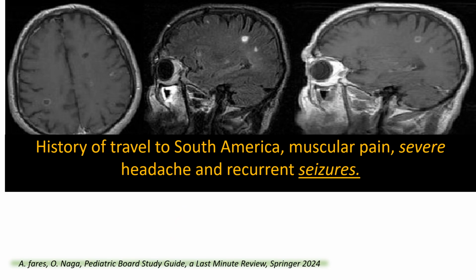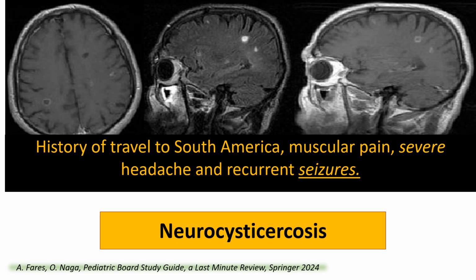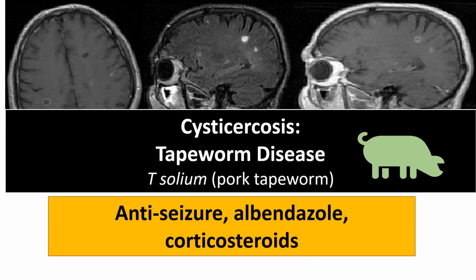History of travel to South America, presenting with muscular pain, severe headache, and recurrent seizures. You decided to order a brain MRI and it shows multiple ring-like lesions in the brain. What is the most likely diagnosis? Neurocysticercosis. Cysticercosis is a tapeworm disease caused by Taenia solium, which is the pork tapeworm. Taenia solium produces lots of larvae or cysticerci, and cysticerci larvae can be anywhere in the body, in the brain, in the eye, in the spine, in the muscles, and can cause complications. In the brain they can cause seizure or even hydrocephalus.